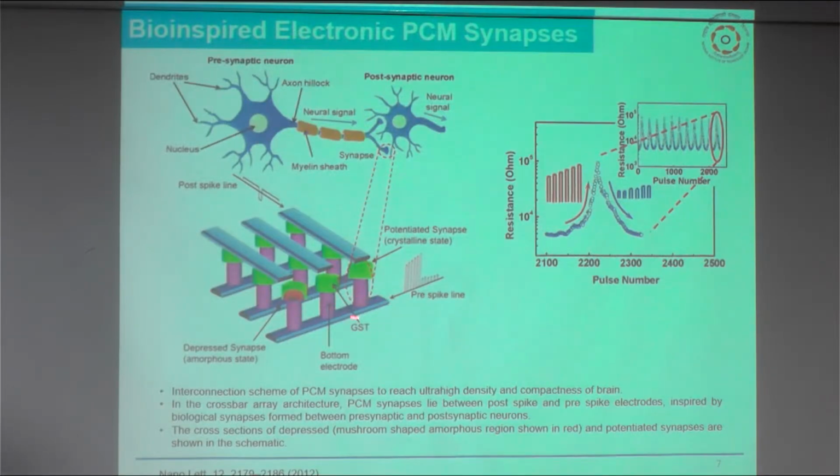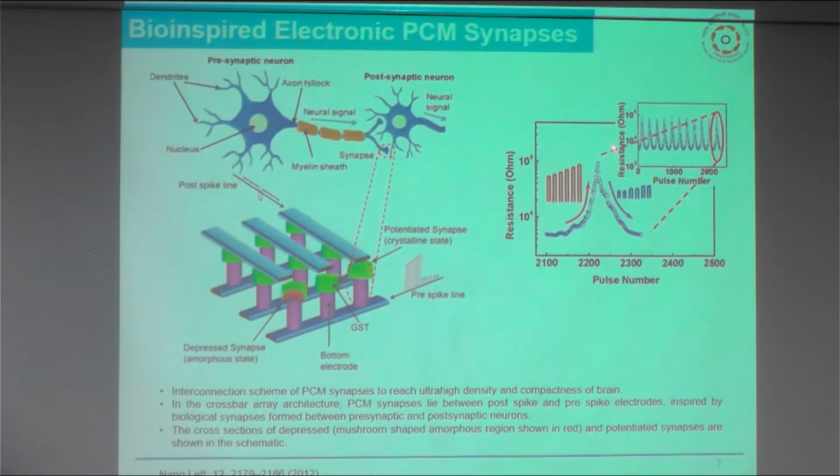So the behavior of this PCM device looks like this, as you can see. The moment you provide a systematic increment in the pulse, you can see the resistance getting increased. It means that here you have a variable resistance, and it can be tuned at multiple resistance levels, as you can see here.